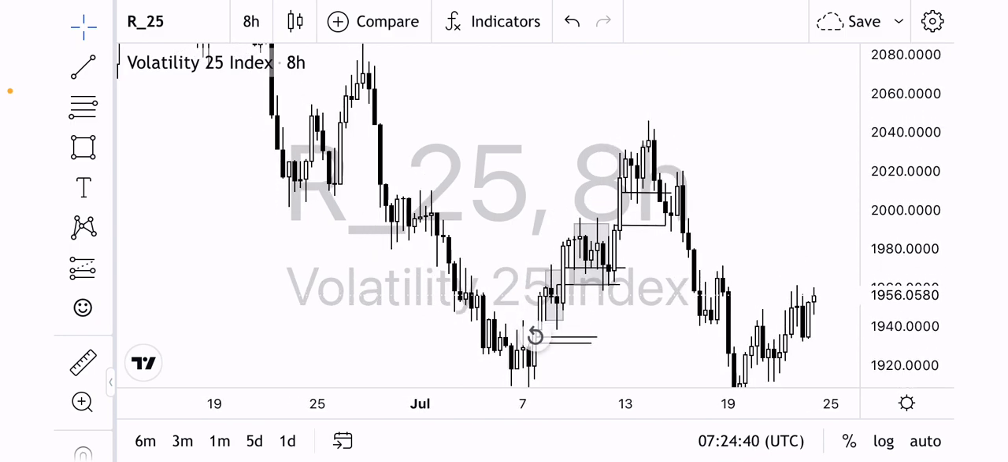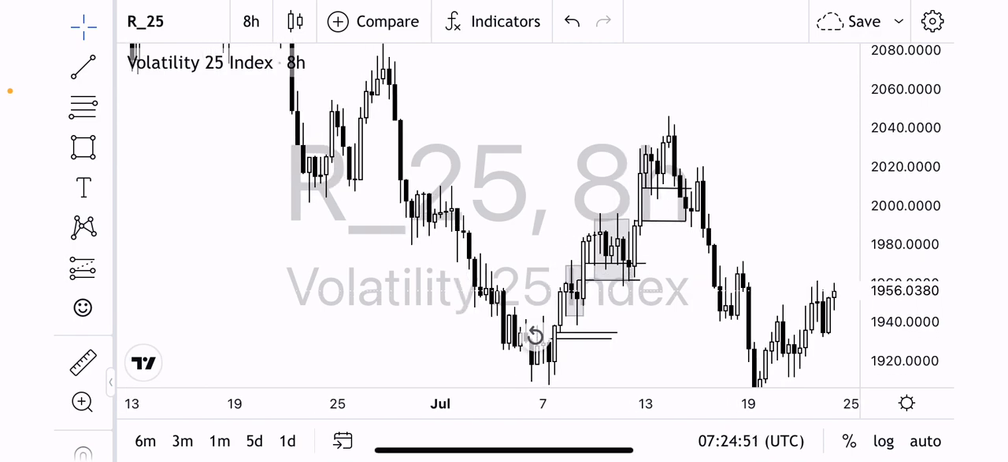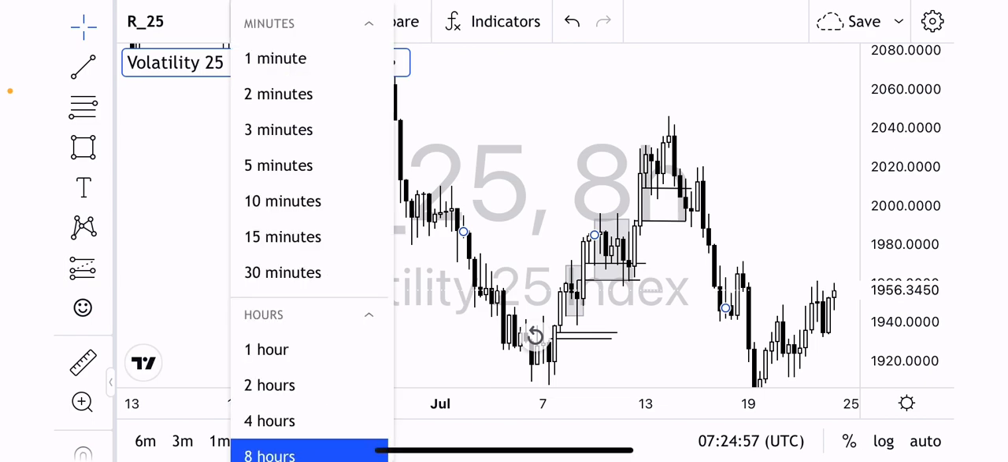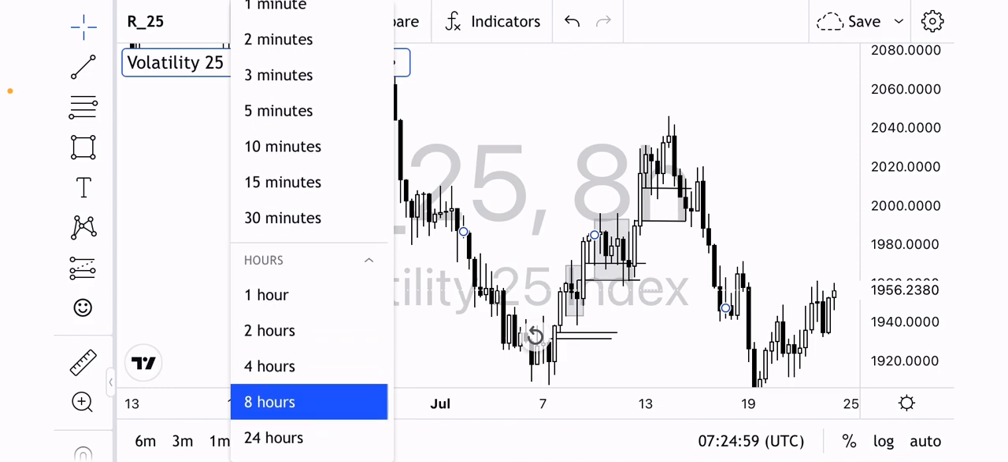This is volatility 25 index, and I am on the 8 hours time frame. This is tradingview.deriv.com. They offer 8 hours time frame, they offer 4 hours, 1 hour, 10 minutes. These are the time frames they offer, and 24 hours. You can't see the weekly time frame here.